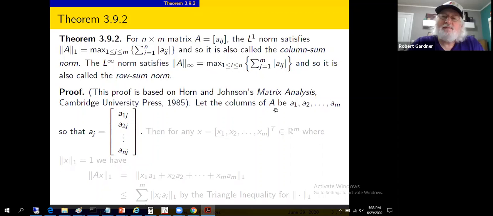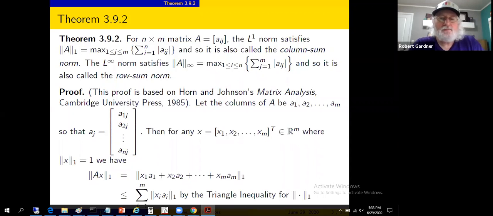Let the columns of matrix A be a1 through a sub m, as we often do. Then take that jth column and denote its components as a1j, a2j through a sub nj, the usual notation we would have within a matrix A with double subscripts. Take x to be from Rm. We need it to be a column vector because we're going to multiply it by matrix A, which is n by m. So just some bookkeeping, distinguishing between row and column vectors.